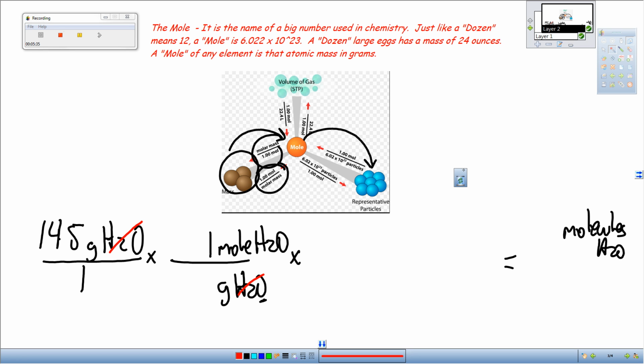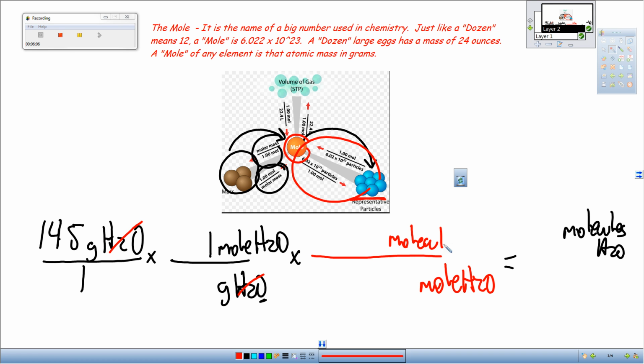And again, now that we're at moles, I'm trying to get to numbers of molecules. I've got to use Avogadro's number. Okay, so now, same thing, factor label. Here, I'm just going to use the labels: moles of H2O, and then particles of H2O, or molecules of H2O. Hard to write on this board. Thank you for being patient.